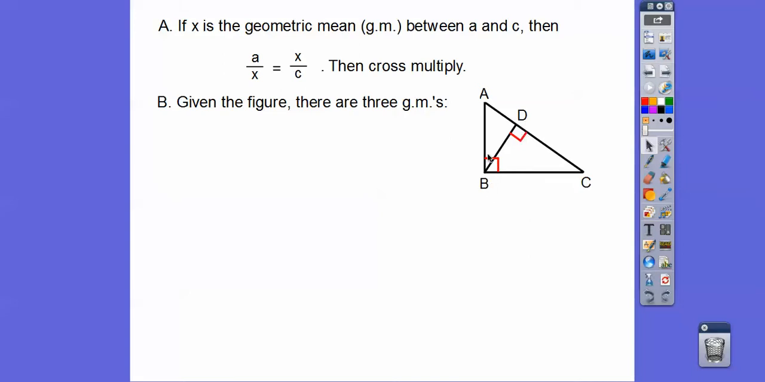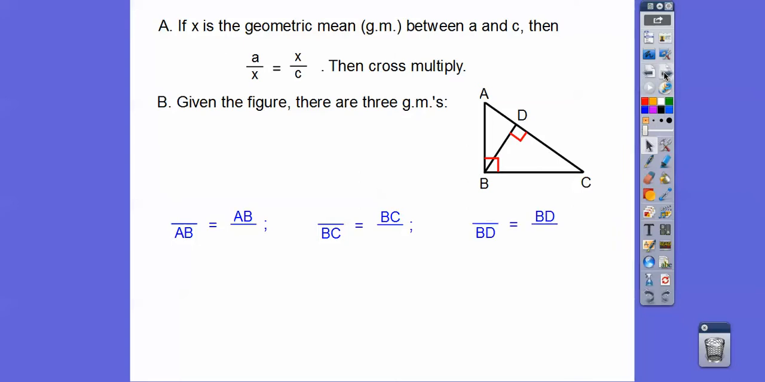All right, there's 3 geometric means. Both of the legs are, so bottom left, top right. AB and BC goes bottom left, top right. Okay, so let's put that down. So there's AB, there's BC, okay? We'll talk about those in a second. And then the altitude is also a geometric mean. So BD goes bottom left, top right.